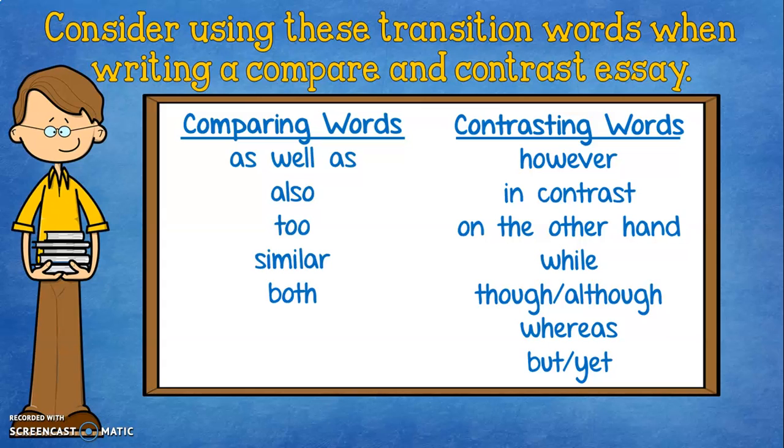Some of these transition words can help when you're writing a response paragraph or an essay, but they also might help you when you're reading within a text. Some comparing words that you might hear are as well as, also, too, similar, or both. Some contrasting words are however, in contrast, on the other hand, while, though or although, whereas, but or yet. These are helpful words that will help you when you're writing your response, but again, they can be helpful for you as you read the texts this week.